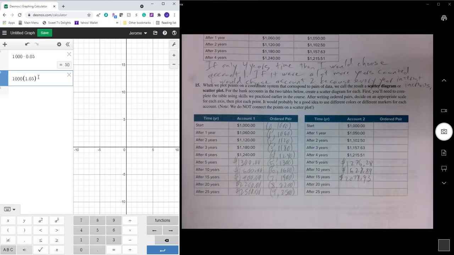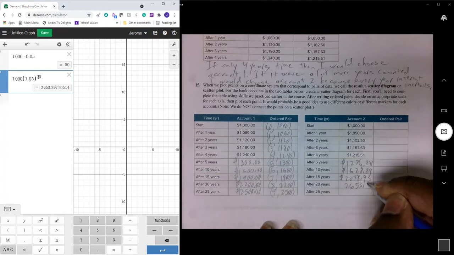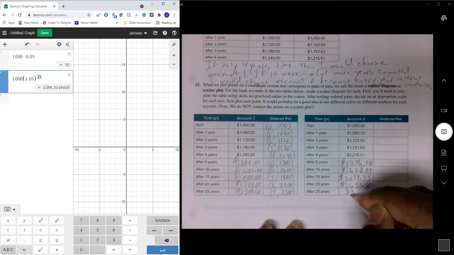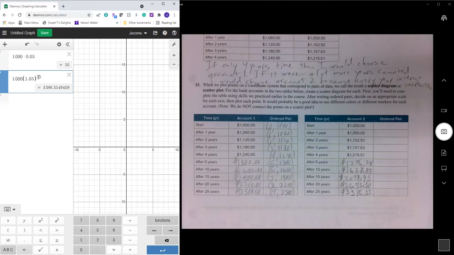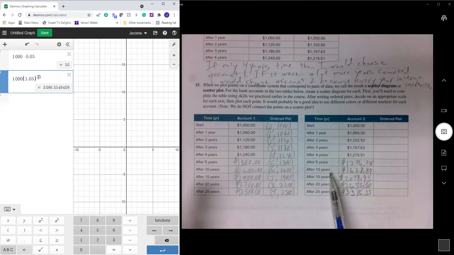Then change that 15 to a 20. It'll be $2,653.30. And then finally, we'll change that 20 to a 25, and it'll be $3,386.35. Okay, and as you see here, we start seeing the overtaking when we get to about the 10-year mark. It could have happened maybe at the 9th year, but we know definitely at the 10th year, that's when account 2 started being more lucrative.